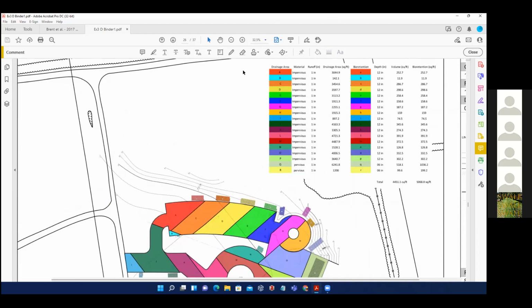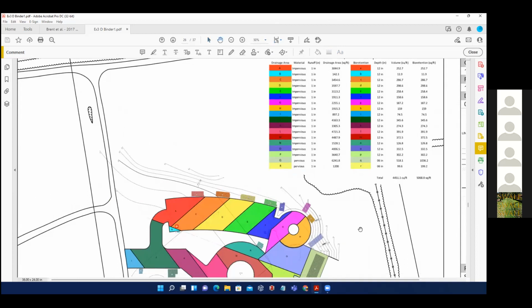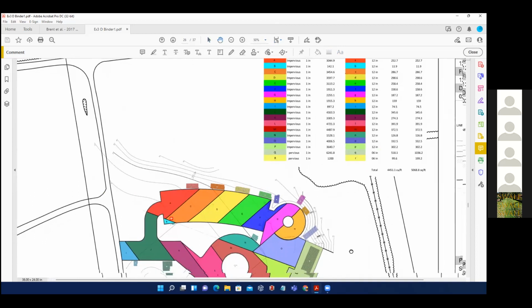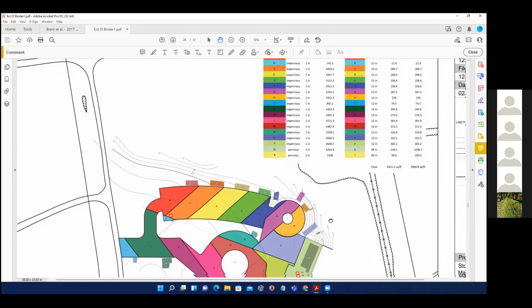Yeah, these files must be a little big. Usually it's not as slow as this. Come on.